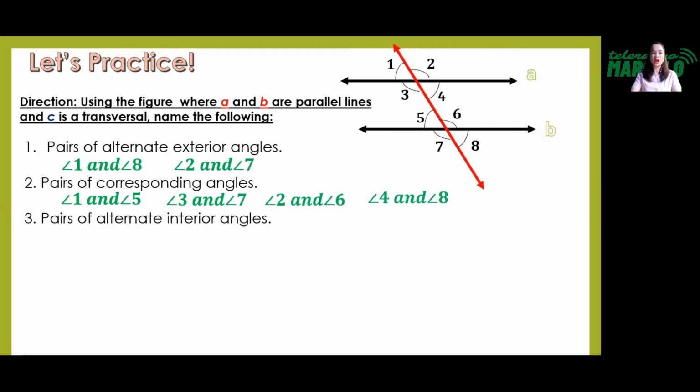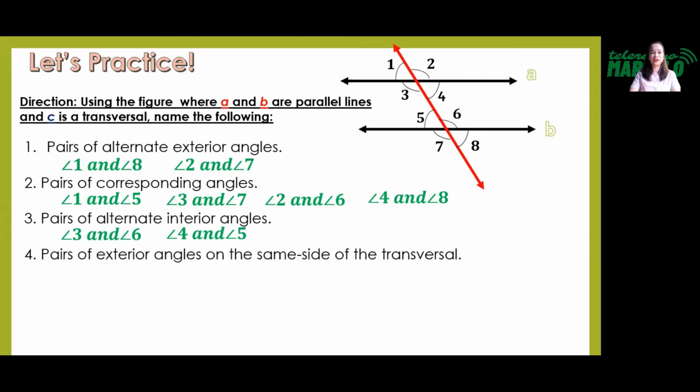Correct. Number 3, pairs of alternate interior angles. Pairs of alternate interior angles are angle 3 and 6 and angles 4 and 5. For number 4, you have to determine the pairs of exterior angles on the same side of the transversal. Okay. If your answer is angle 1 and angle 7, angle 2 and angle 8, you are right.